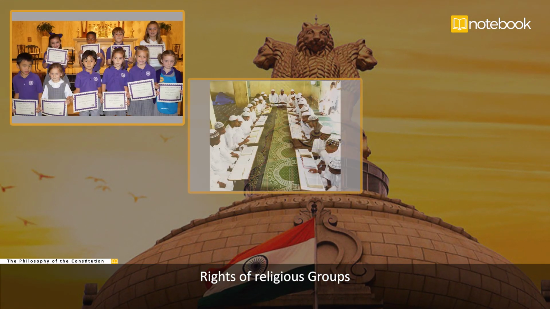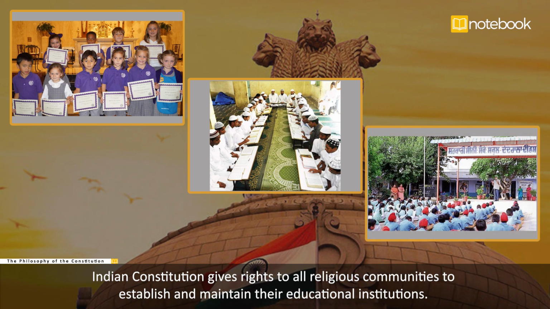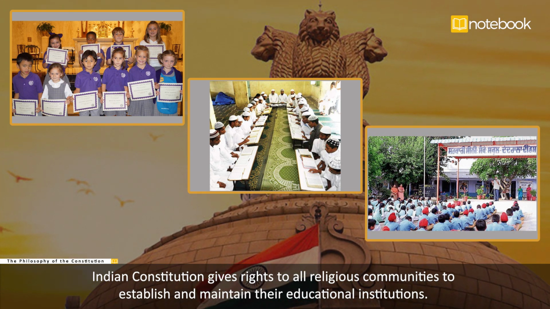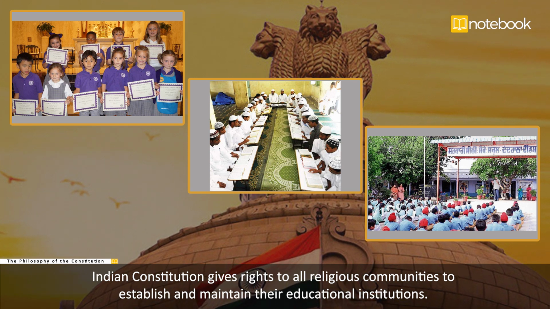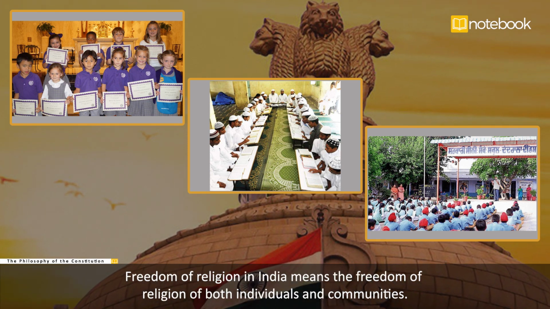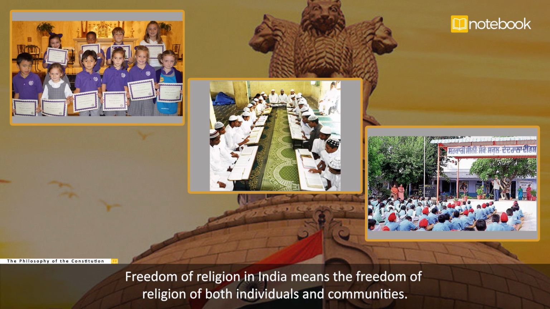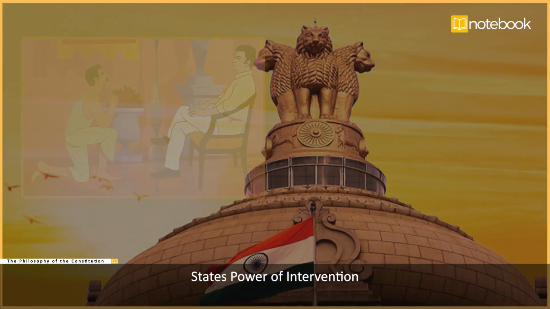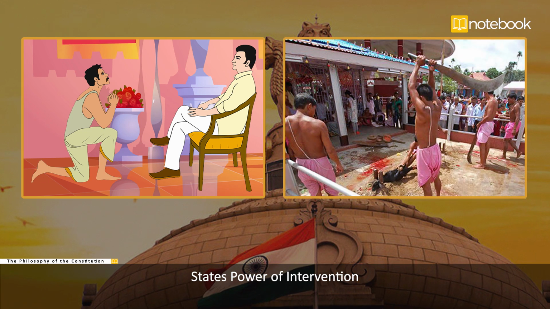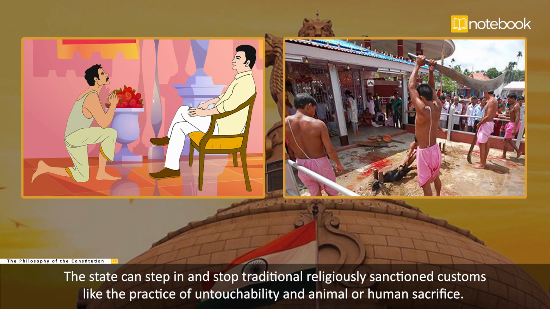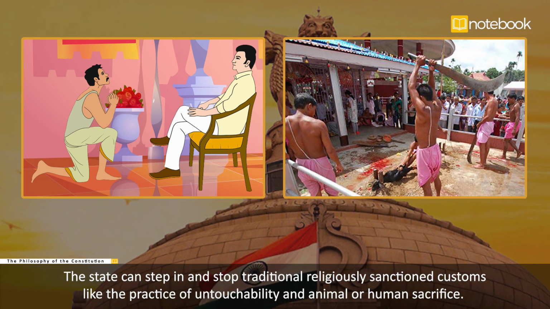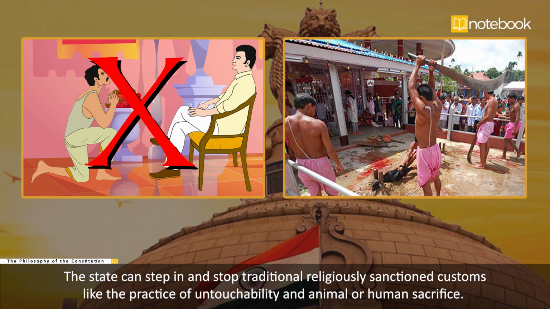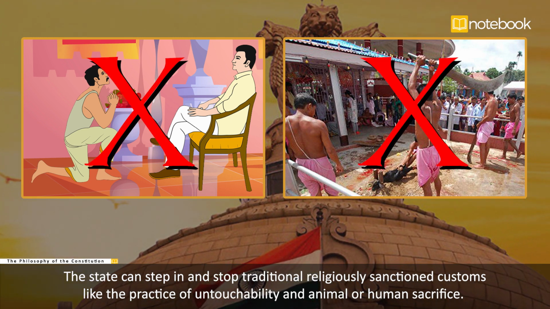Rights of religious groups. Indian Constitution gives rights to all religious communities to establish and maintain their educational institutions. Freedom of religion in India means the freedom of religion of both individuals and communities. State's power of intervention. The state can step in and stop traditional religiously sanctioned customs like the practice of untouchability and animal or human sacrifice.